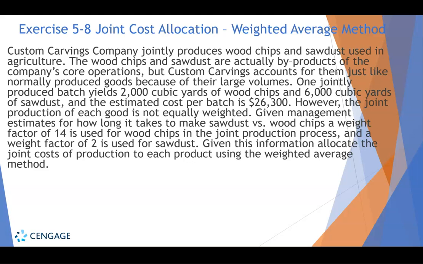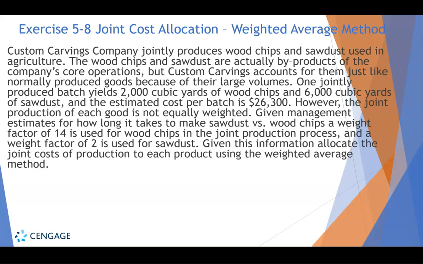Here, if we take a look at the weighted average method, Custom Carvings company jointly produces wood chips and sawdust used in agriculture. The wood chips and sawdust are actually byproducts of the company's core operations, but Custom Carvings accounts for them just like normally produced goods because of their volumes. One jointly produced batch yields 2,000 cubic yards of wood chips and 6,000 cubic yards of sawdust.